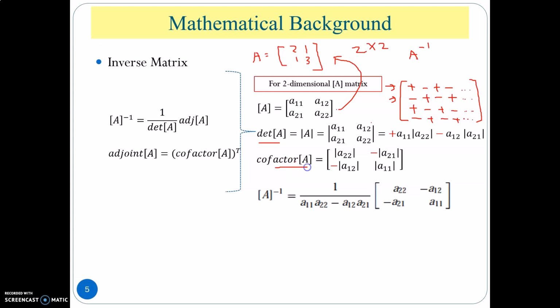To find the cofactor for matrix A, for the first element, cross the row and column corresponding to it, and take the determinant for the remaining term. Then you get the answer for the first element.